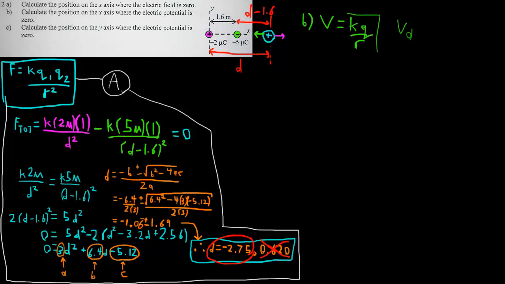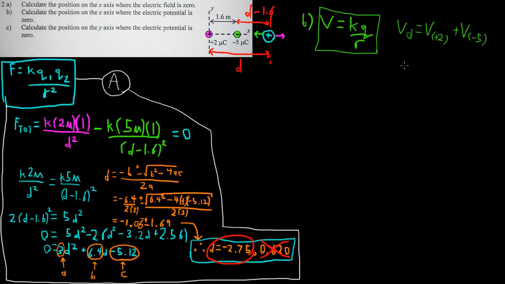Actually, let me just highlight this first. So yes, that point there is going to be equal to the potential from the positive 2 charge, plus the potential from the minus 5 charge.